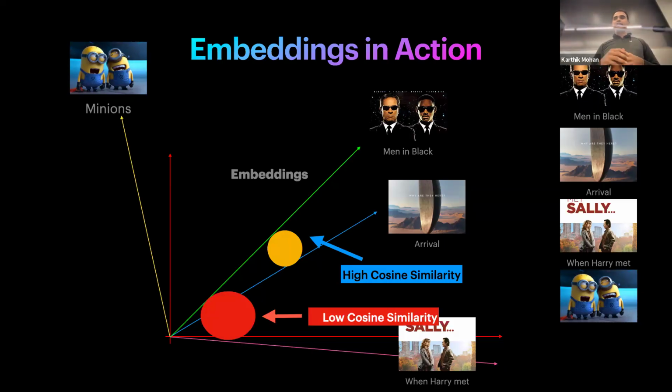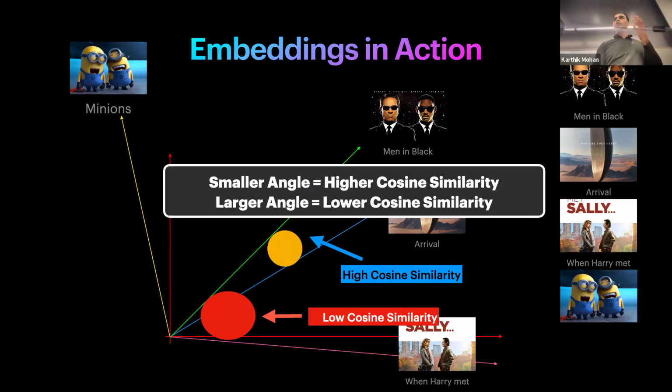In contrast, let's say I want to see if Men in Black is divergent or different from the movie Harry Met Sally, then if the embeddings are learned right, the angle would be higher, and so the cosine of the angle would be smaller, right? So the cosine gives you a score, okay? So yeah, smaller angle, higher cosine similarity. Sorry, I said lower angle, I meant larger angle. Larger angle is lower cosine similarity, yeah.